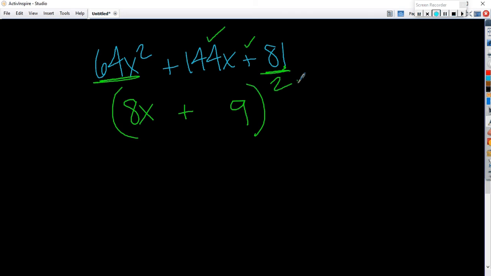Now, if you had to do this by grouping, 64 times 81 is a huge number, right? Like, I don't even know. And then not only that, but it's got to add to 144. Good luck with that, right? So, 5,184. And then you've got to find what multiplies to that but adds to 144. So being able to recognize these patterns really helps out with the factoring. Does that make sense so far?